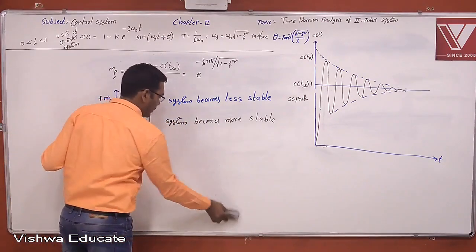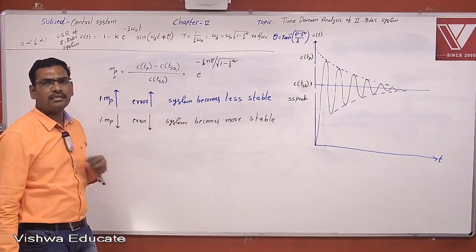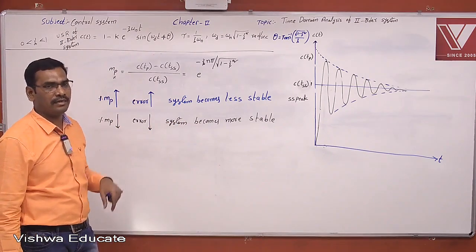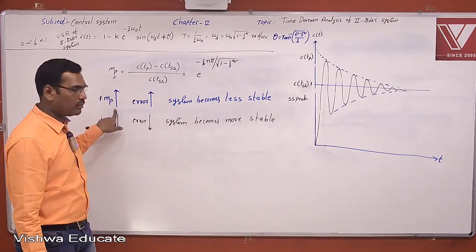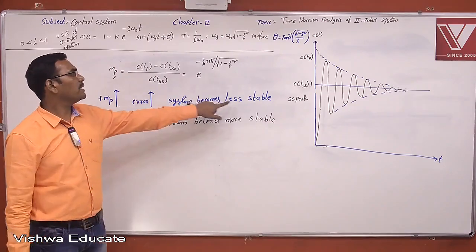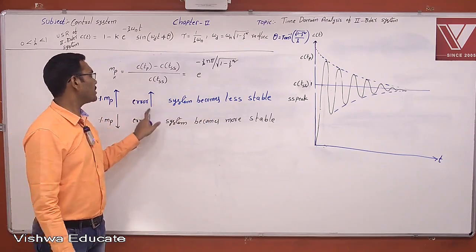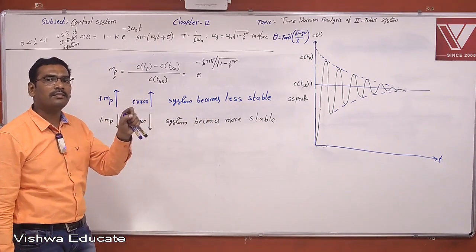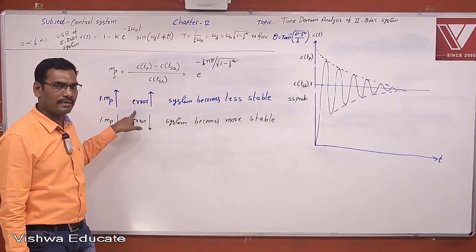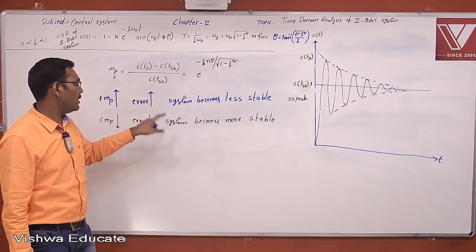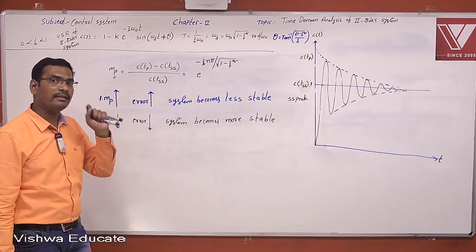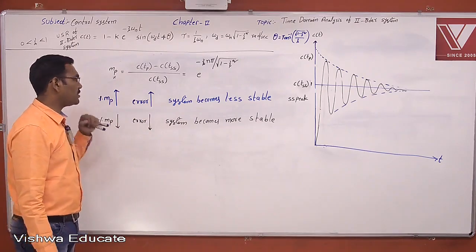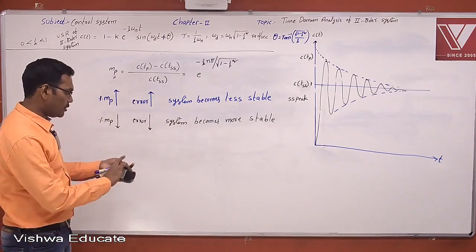Clear or not? The percentage peak overshoot is the best parameter to decide the system stability with respect to error. Okay, don't just say stable or unstable. Say this system is more stable because the error is less, or this system is less stable because the error is more. Like that, you have to say. For saying that, the useful parameter is peak overshoot. Then I will give one small example here also.